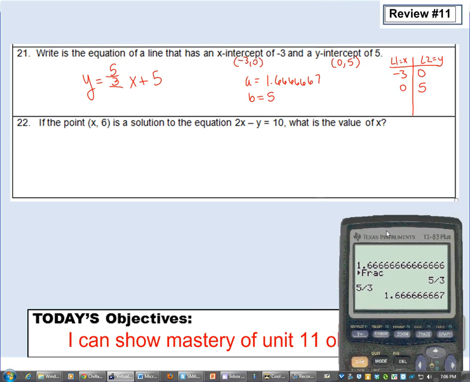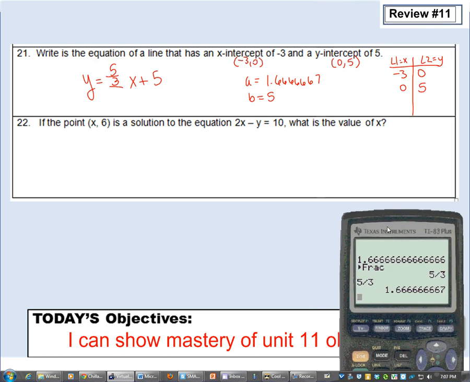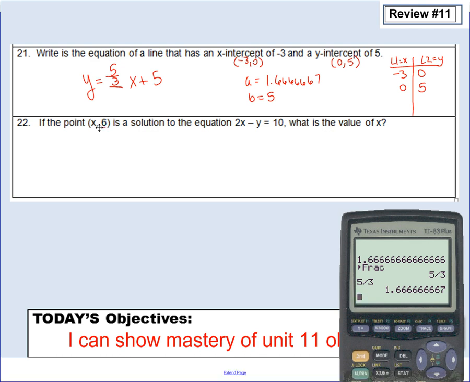Number 22, if the point (x, 6) is a solution to the equation, then what is the value of x? 6 is a y value, so everywhere we see a y, we're going to plug in a 6. And now we're going to solve this equation for x. Do the opposite of -6, so we have to do +6. We still have 2x in the box. 10 plus 6 is 16. Now we'll divide both sides by 2 because we divide by what's in the box, and we get x is equal to 8. So our value of x is equal to 8.